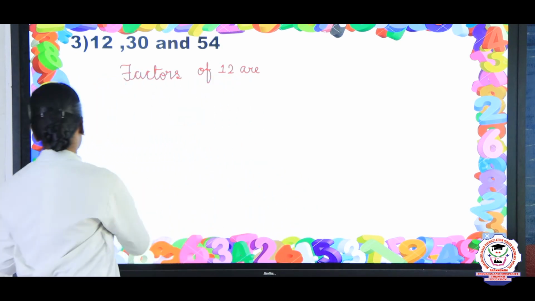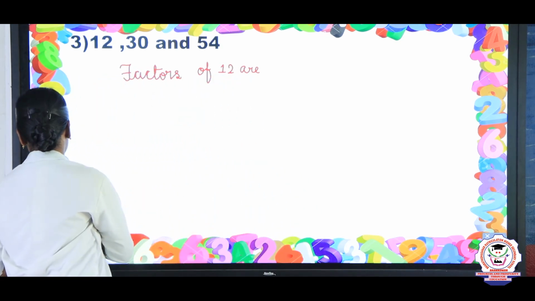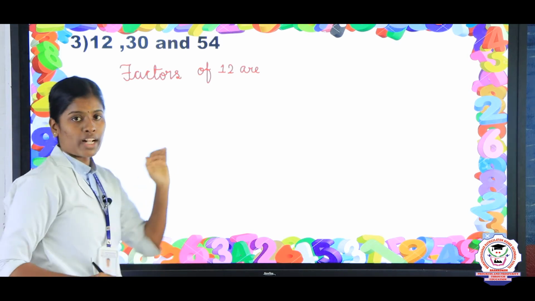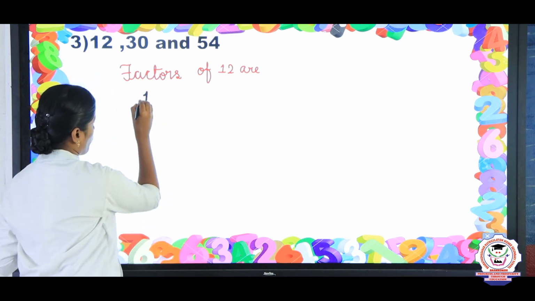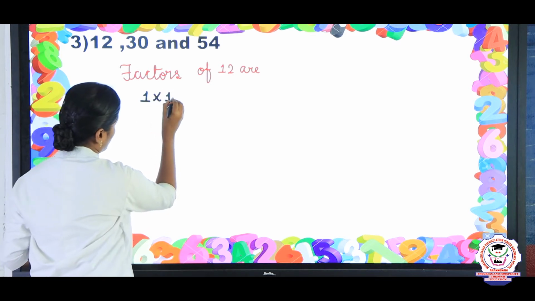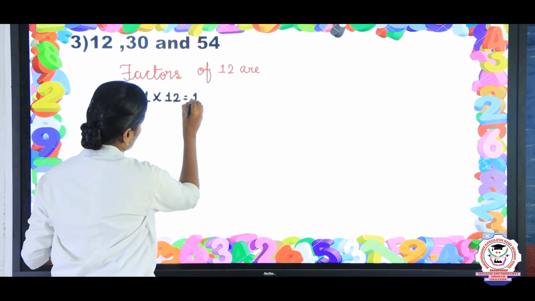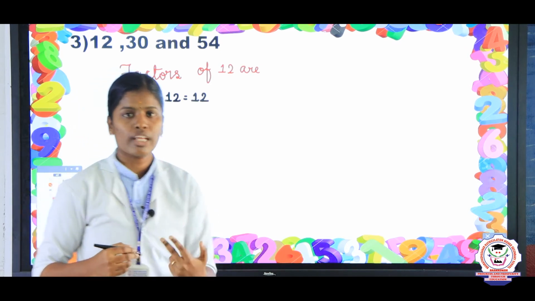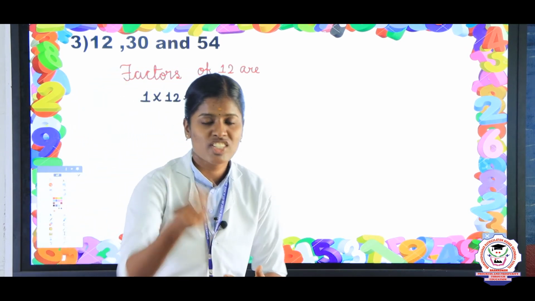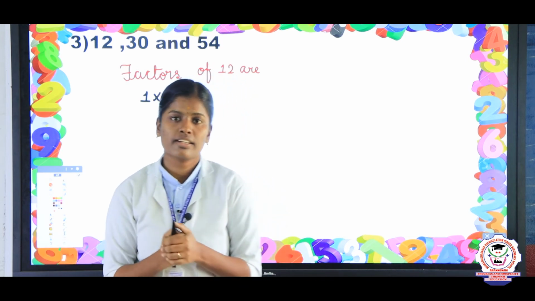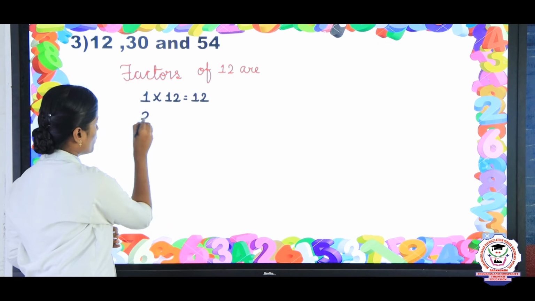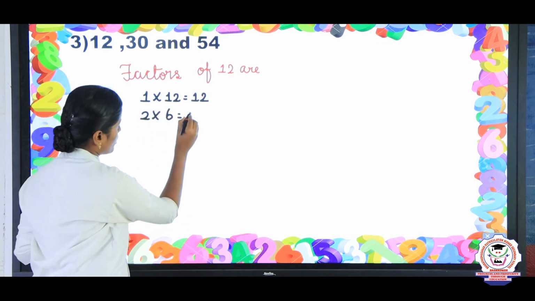So write here, 1 12s are 12. And next we are going to find the factors in the 2 table. So 2 table of 12. Yes, tell me Korean, what is the answer? 2 6s are 12. So write the answer, 2 6s are 12.